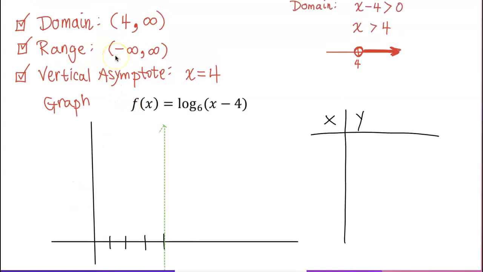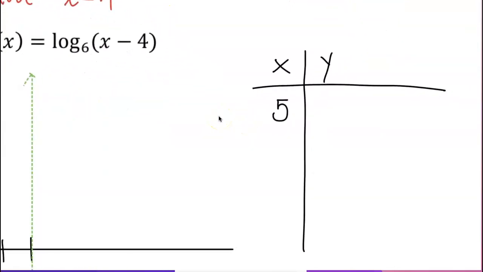Remember, the domain says x has to be bigger than 4, right? So I can't plug in 1, 2, 3 or 0. I can't plug in 4. It has to be a number bigger than 4. So what's the smallest number that is bigger than 4 that we can plug in? An integer will be 5, right? So I'm going to plug in 5 into this function to see what we get, okay?